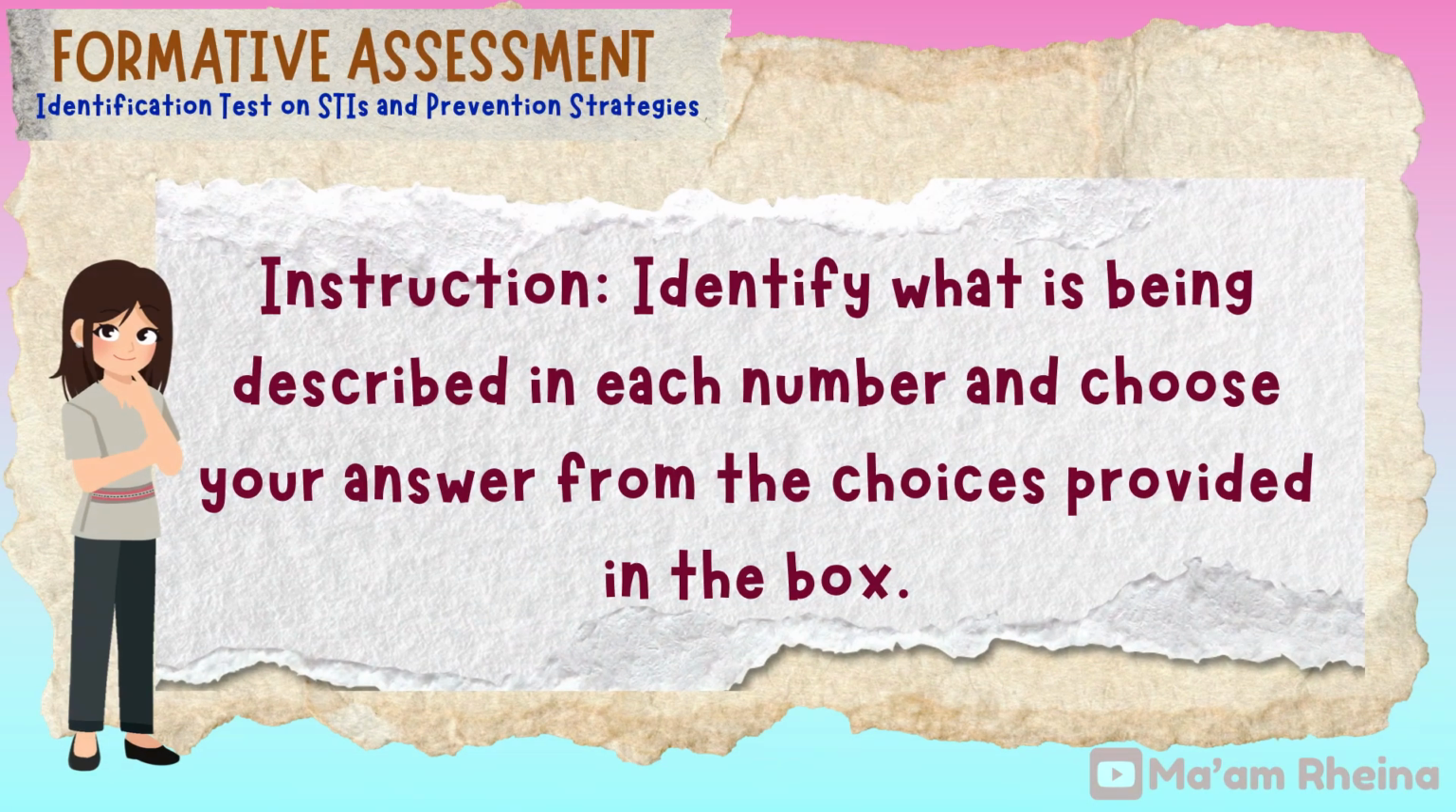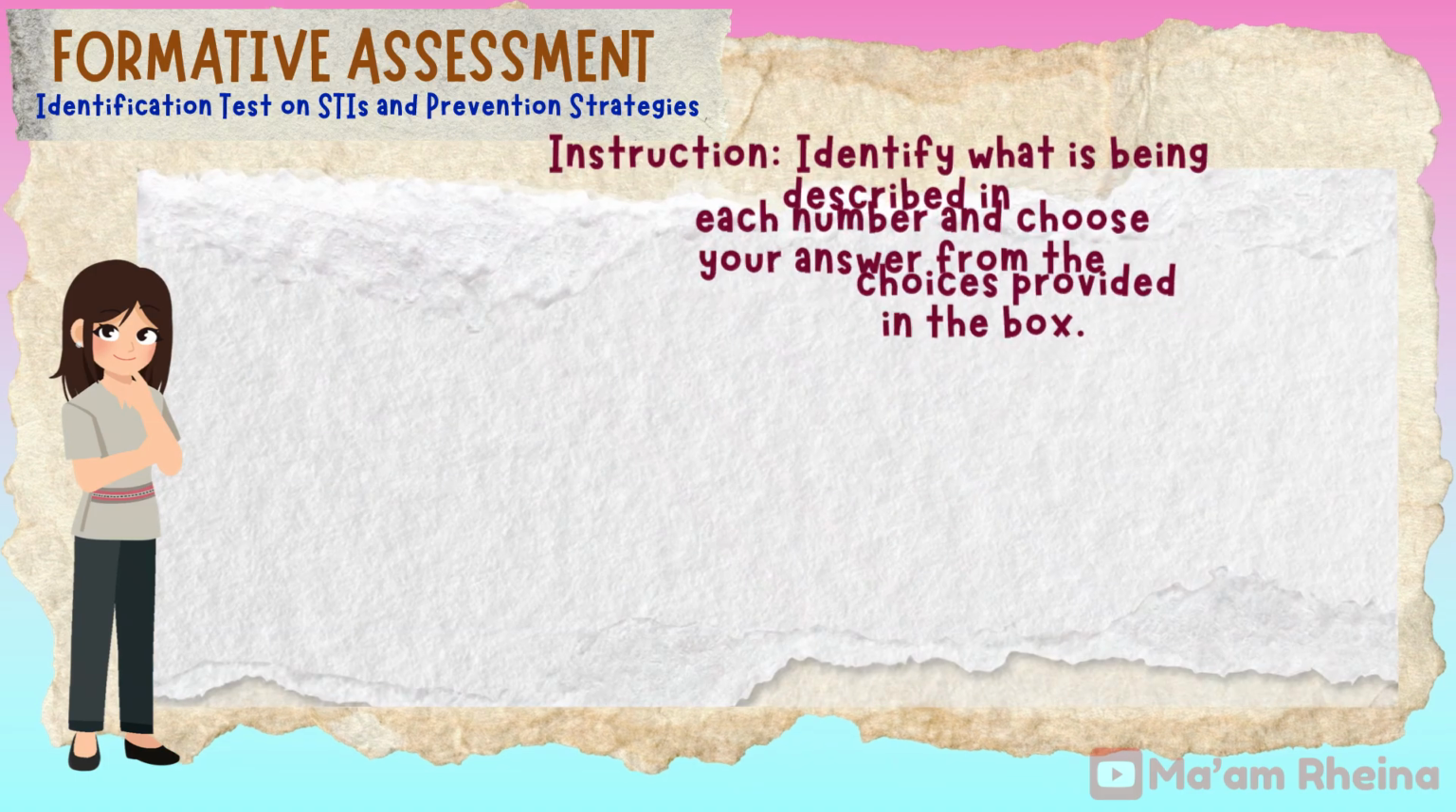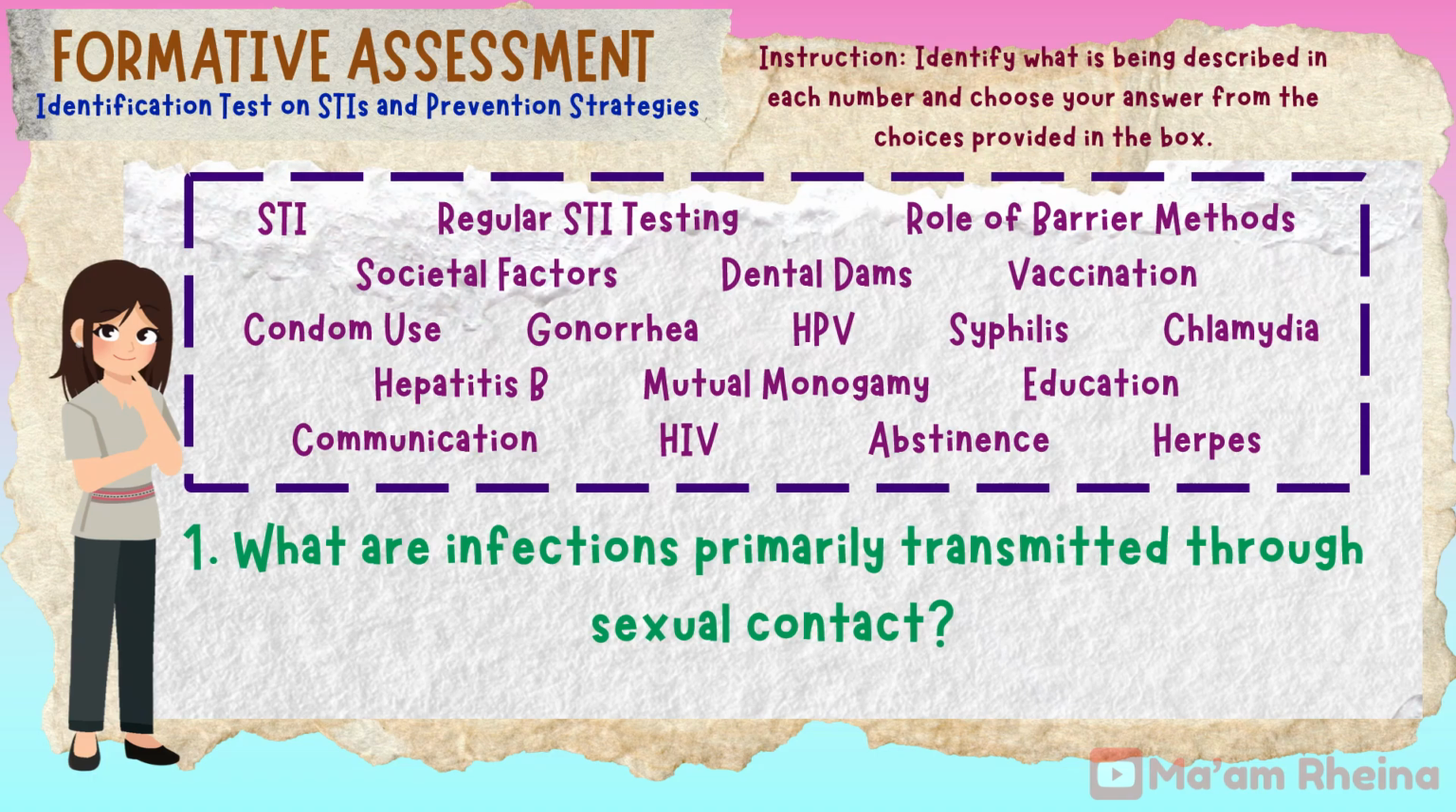And now for our final activity. Let's check how well you understood today's lesson. Formative assessment, identification test on STIs and prevention strategies. You will be given a series of descriptions or clues. Your task is to identify what is being described and choose your answer from the choices provided in the word box below. Take your time.